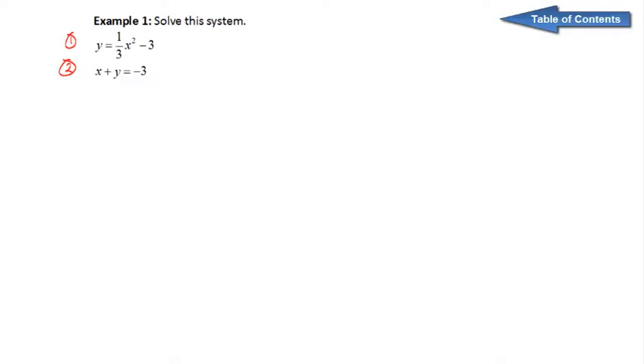So I'm going to take equation 2 right here. I'm going to rearrange it for one of the variables. The variable that I'm going to rearrange it for is y. So if I rearrange it for y, I'm going to move the x to the other side of the equation and have y is equal to negative x minus 3.